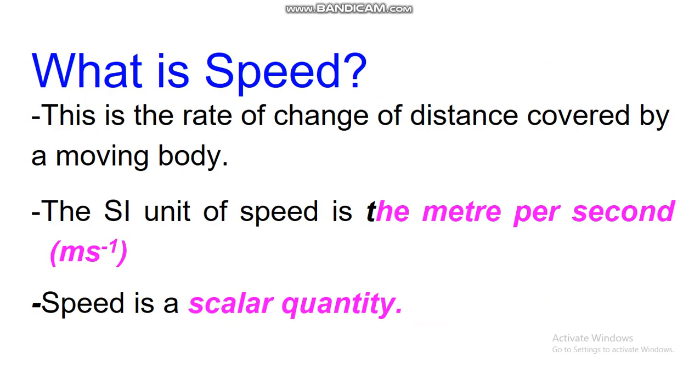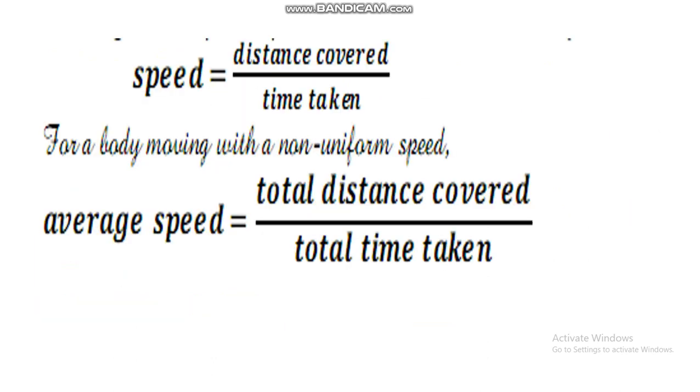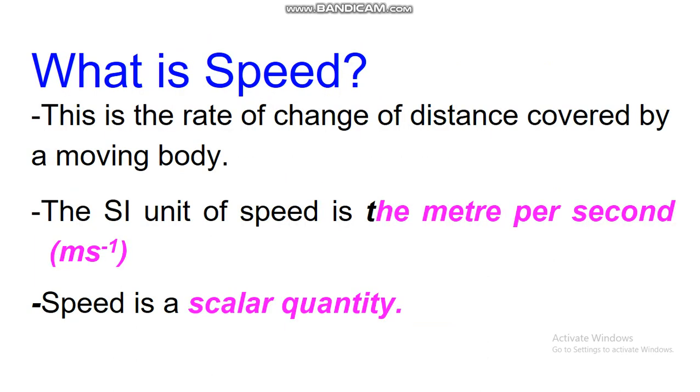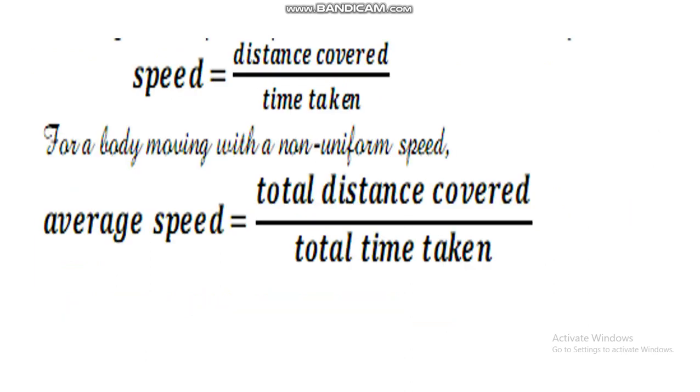Our third term is speed. What is speed? Speed is the rate of change of distance covered by a body. The SI unit is meter per second, and it's a scalar quantity because it involves an element of distance.